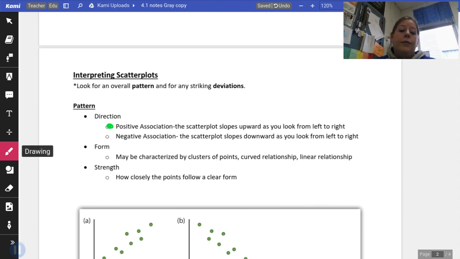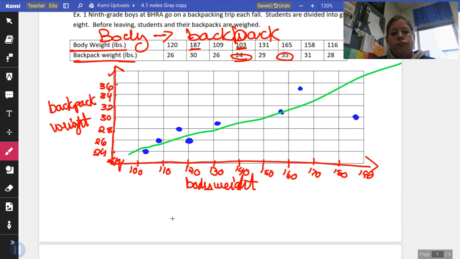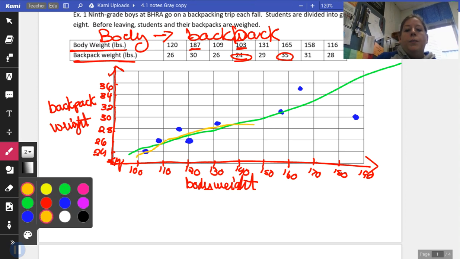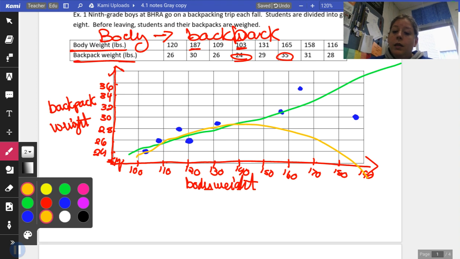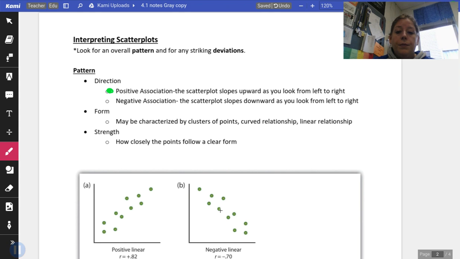What form does it have? Does it seem to be clustered in a ball? Does it seem to be in a curve? Or is it mostly in a straight line? So if we look at this one, I would say this is mostly linear. They seem to follow that green line. If you were talking a curved one, the dots might go back down here at the end. And a cluster would be all the dots centered around a single point. So that's definitely not what's happening there. So I would say that the green one is linear.